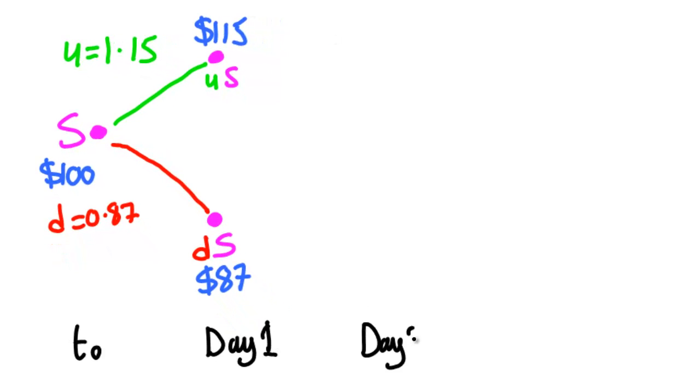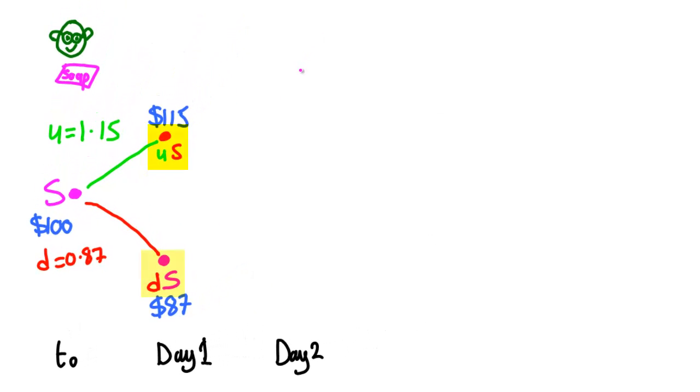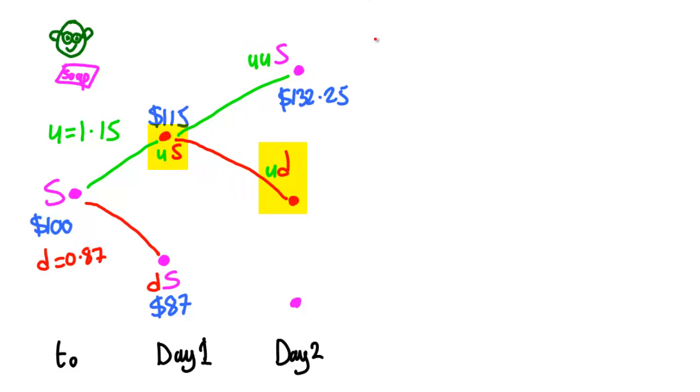But what about day 2? Well, now there are two possibilities for two different price nodes. From the top node, it could go up again to a price of U times S, which is $132.25. Or it could drop down to U times D times S, which is $100.05. You'll notice that a little bit of rounding has come back to bite us here, and this should be $100 in a perfect world, but Tommy just wants to pass his exam, so we're going to ignore it.